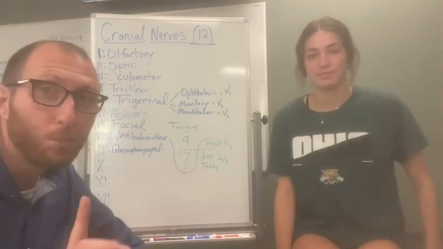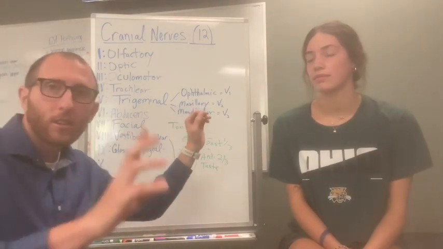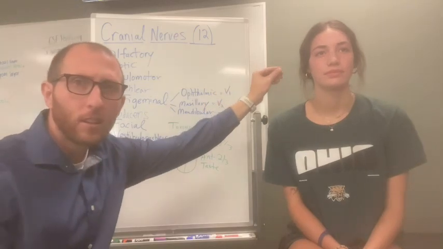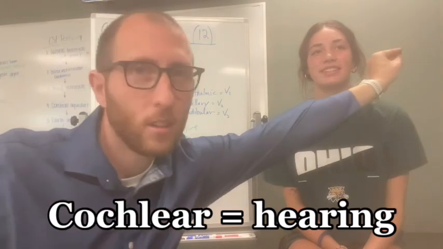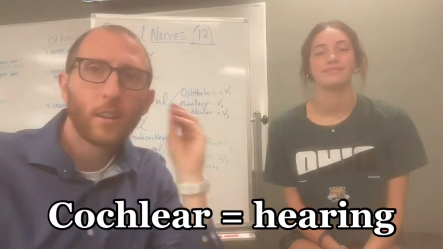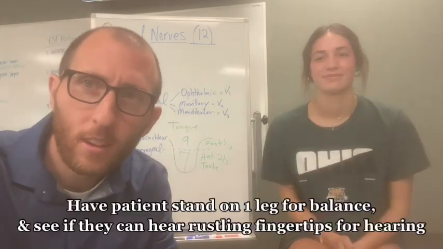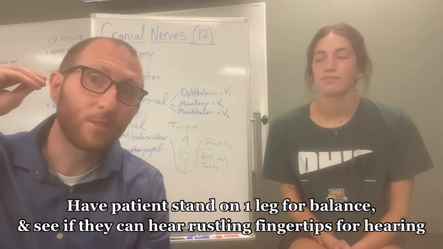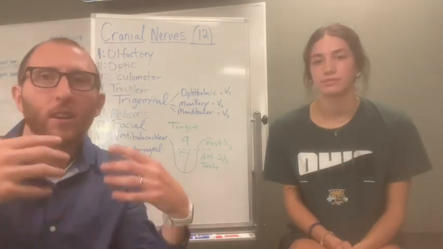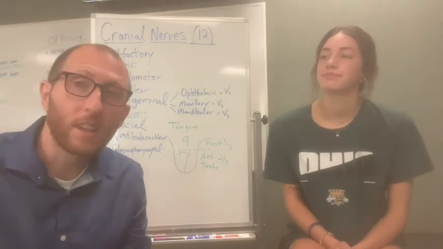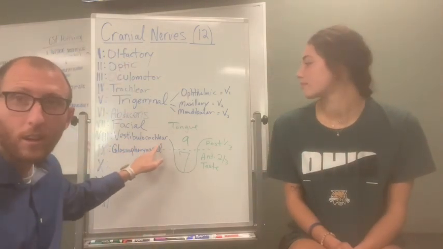That was testing for balance. How about this one? Go ahead and look straight forward. Can you hear this rustling? Yeah. Can you hear that? Okay, try that at home. Did you guys hear that rustling? That is testing for hearing. And you gotta make it really quiet because you wanna see if the person can hear. Both those things are the vestibulocochlear nerve.